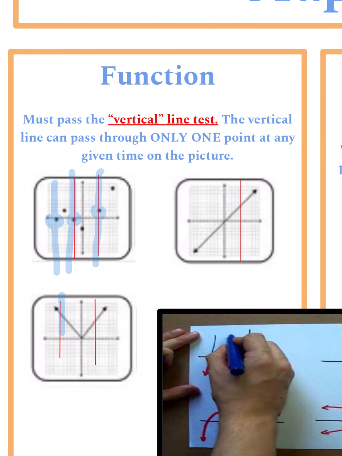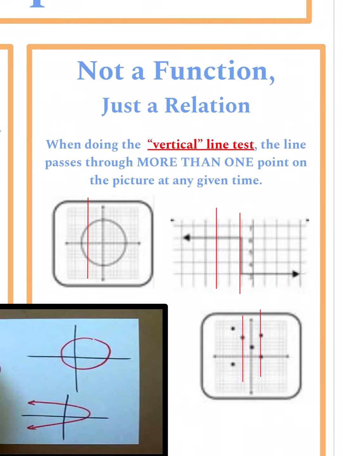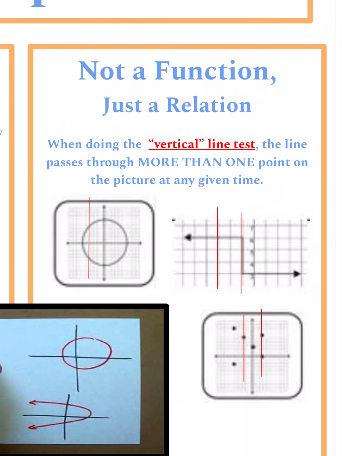So down here, if I do the vertical line, it only passes through one spot. Anywhere I draw that vertical line, it passes through the picture on the graph one time. Now when I look at the not a function graphs, again, I still do the same thing and I do the vertical line test, but this time when I do the vertical line test, if it goes through more than one point, then it's not a function. So let's take a look. So if I drew the vertical line, it passes through here and here.